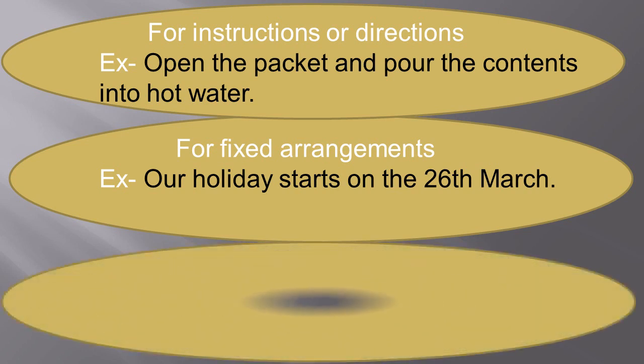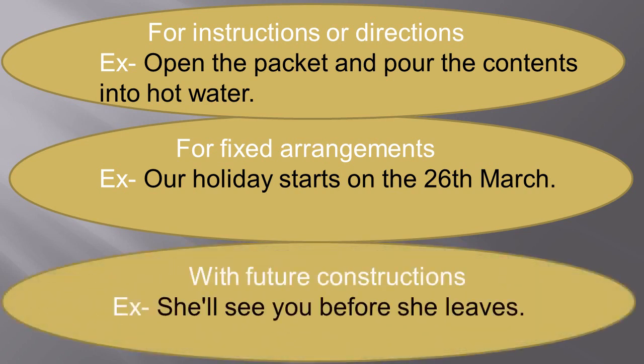Then another use we have is with future constructions. That means sometimes it also denotes that something is going to happen in the future. For example, she will see you before she leaves. Right? So in such type of sentences also we use present indefinite tense. So those are the uses of present indefinite. Then we discussed the structure, the examples, and the uses are also important in order to identify in which type of sentence we are going to use which tense.